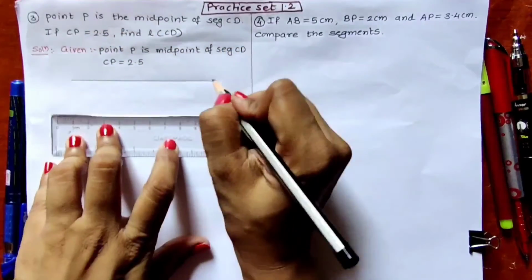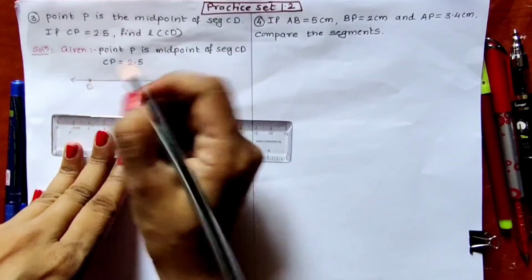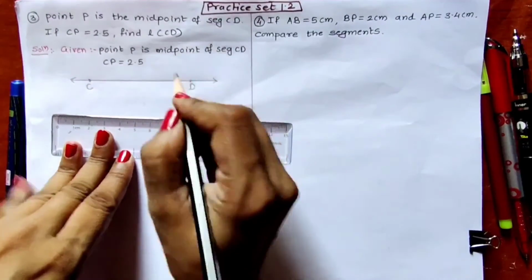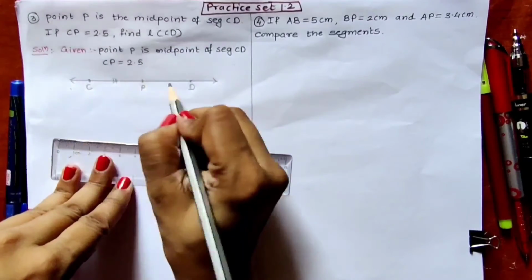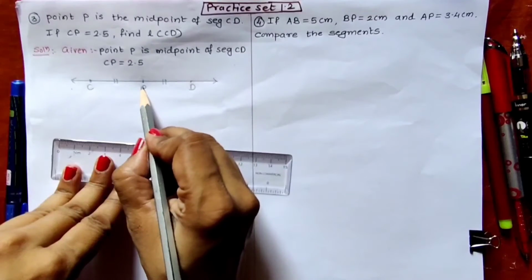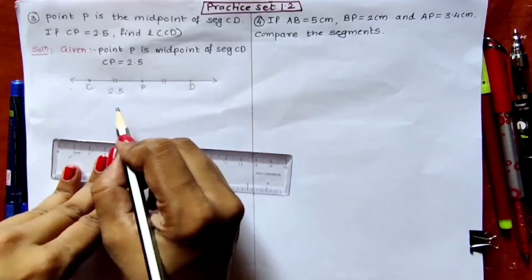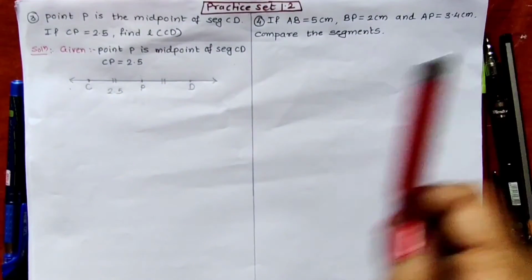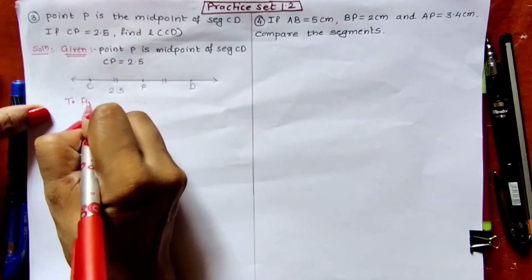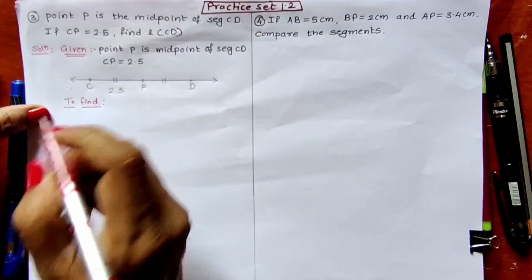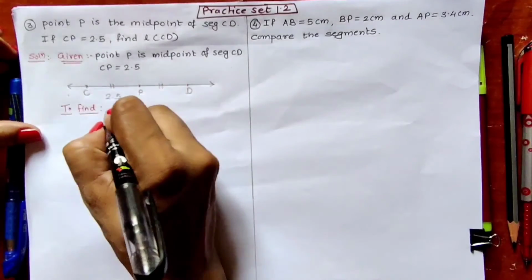We will take 2 points, point C and D as the end points, and somewhere in between C and D there is point P, where CP and PD will be equal because point P is the midpoint of CD. CP is 2.5. We have to find out CD. So this is given. To find is length CD.